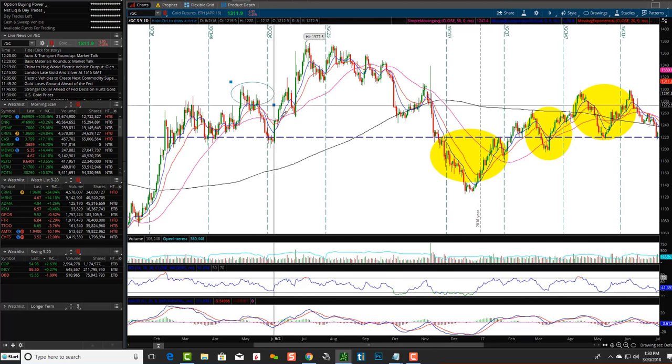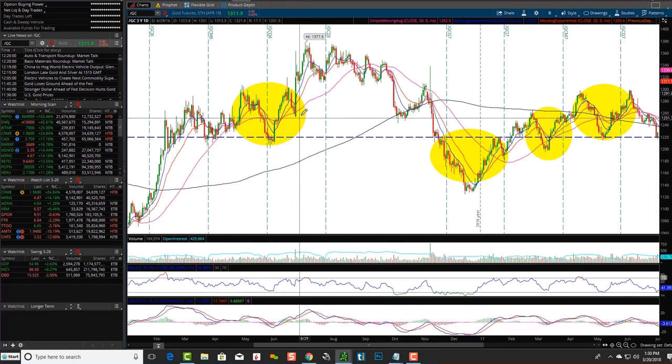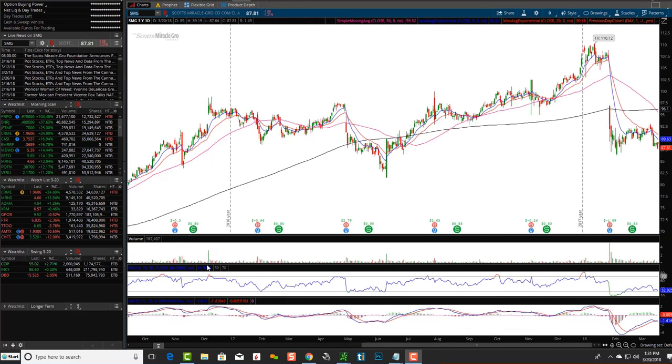So you can see right here, this one has sort of a V pattern here, but it's also got a left shoulder, head, right shoulder for an inverse head and shoulders. See how those patterns kind of come together? Many of these patterns, again, it's all patterns within patterns within patterns, and that's what we teach you in our candlesticks courses. Let's take a look at Scott's Miracle-Gro.